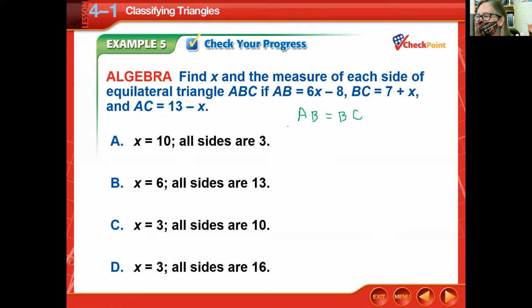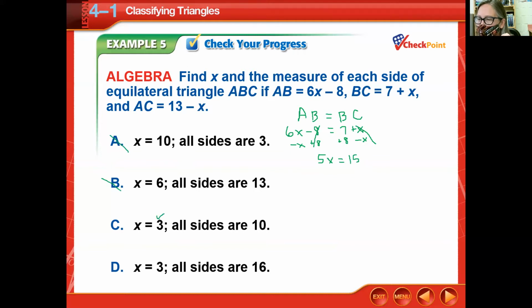AB equals BC. AB is 6X minus 8. BC is 7 plus X. Solve for the variable. I subtract X from both sides. I'm going to end up adding this 8 to both sides. Every Algebra 1 teacher cringes if you do both steps in one, but I'm going to do it. I'm your geometry teacher now. 6X minus 1X is 5X. And 7 plus 8 is 15. So X equals 3.